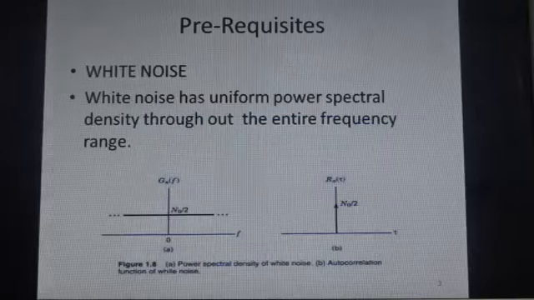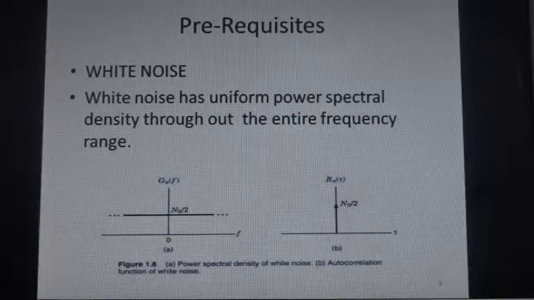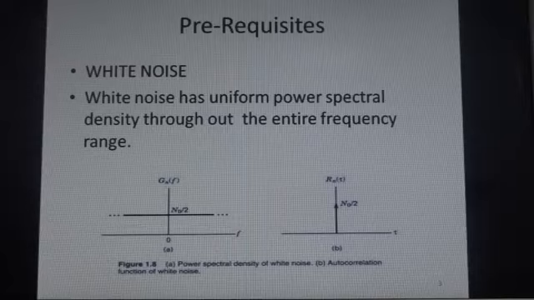First, we study white noise. Why is the word white used here? Take the example of the basic color spectrum having red, blue, and green colors. When mixed in equal proportion, they produce white color. Similar is the case with white noise, where all the noise components are present in equal proportion. White noise has a uniform power spectral density throughout the entire frequency range. As shown in the figure, A is the power spectral density of the white noise, while B is the autocorrelation function of the white noise.